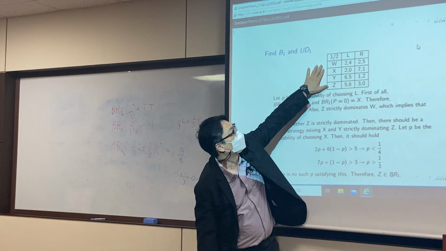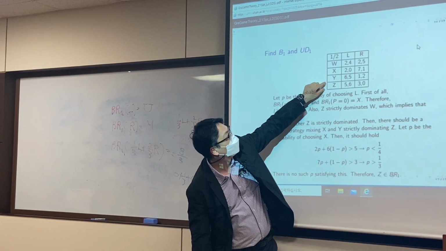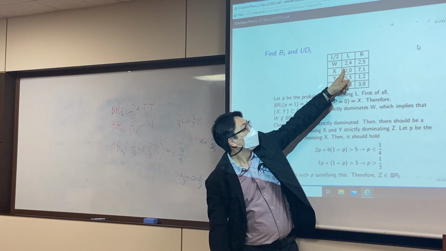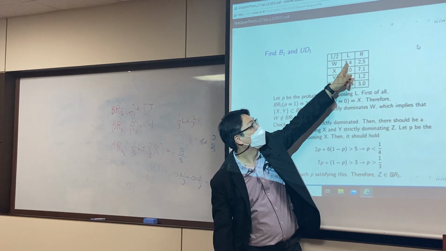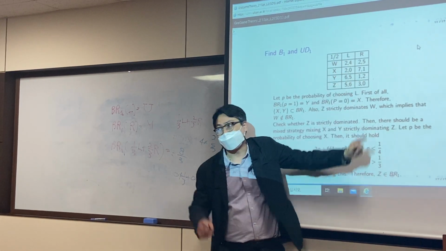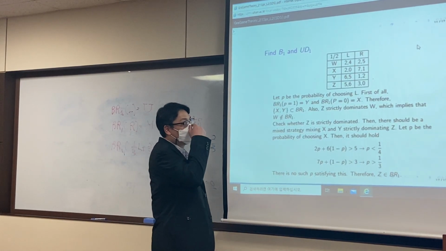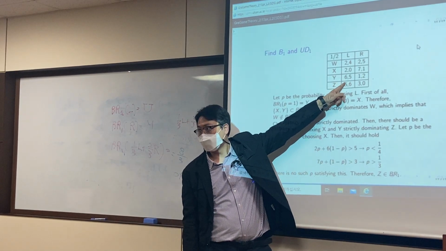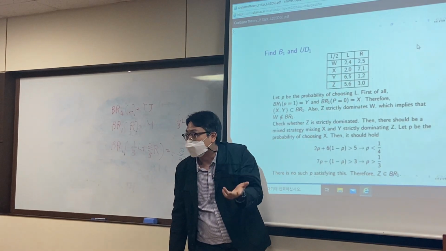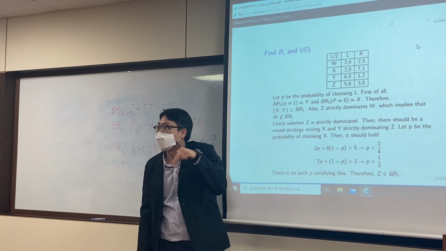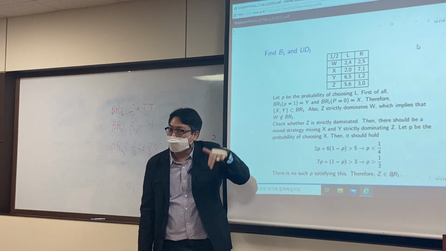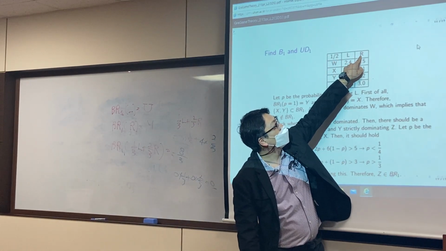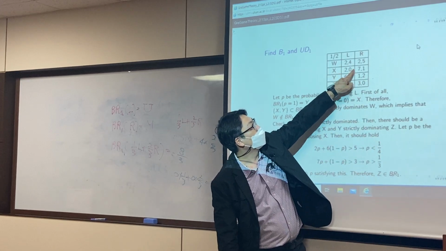Then look at this. If I believe that the second player is playing L, then probably I'm going to play Y. I don't care why I'm having this kind of belief, it doesn't matter. If I have that kind of belief, then I'm going to play the best response. If I believe you are playing R, then I'm going to play X.